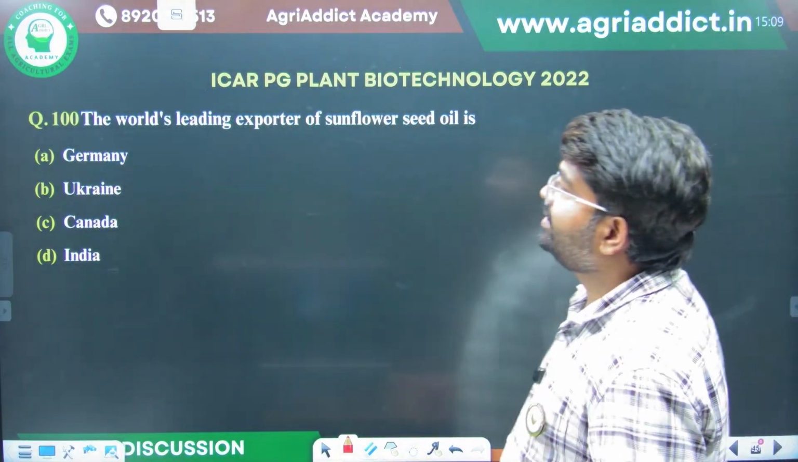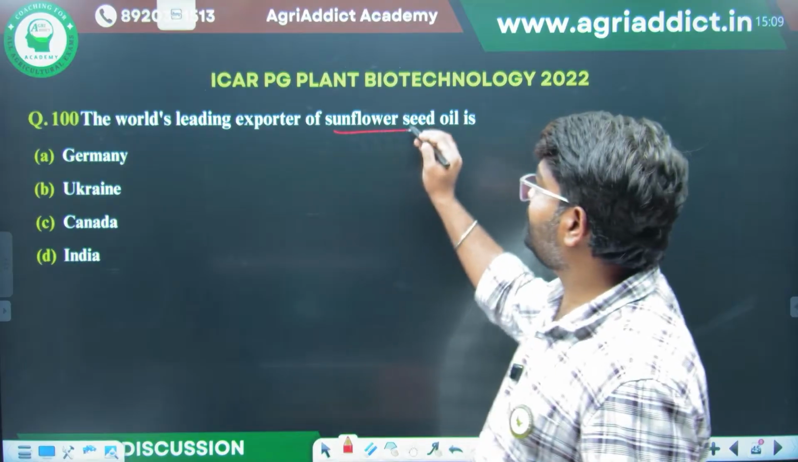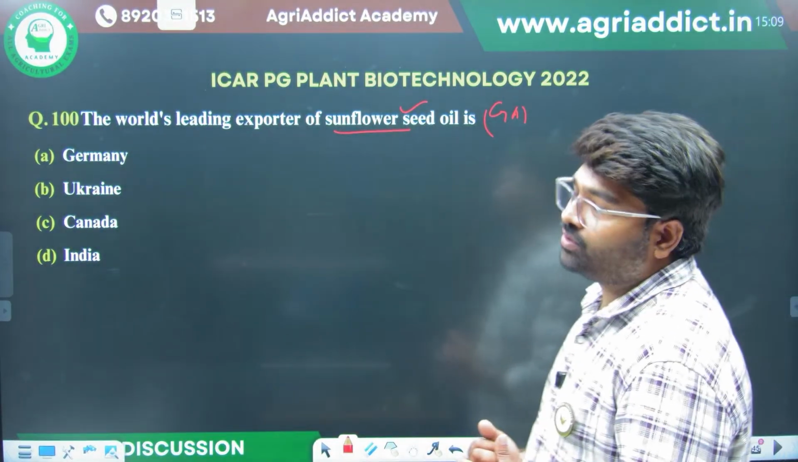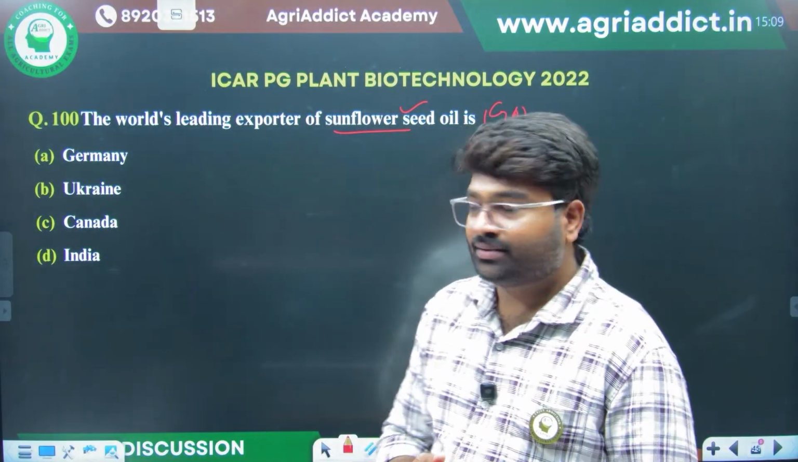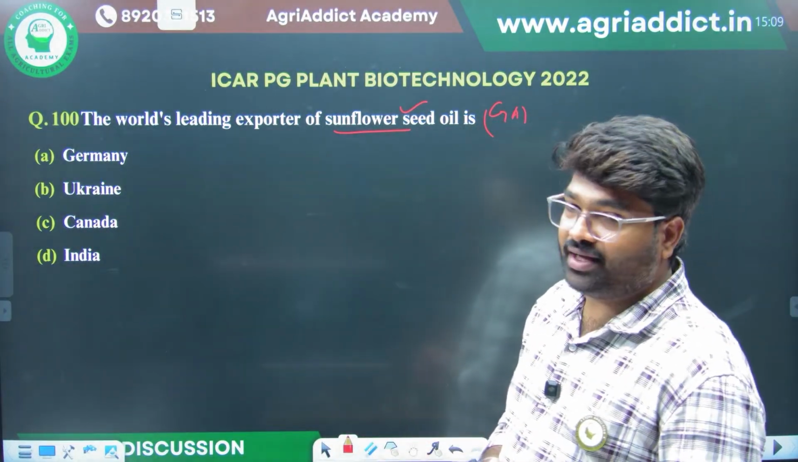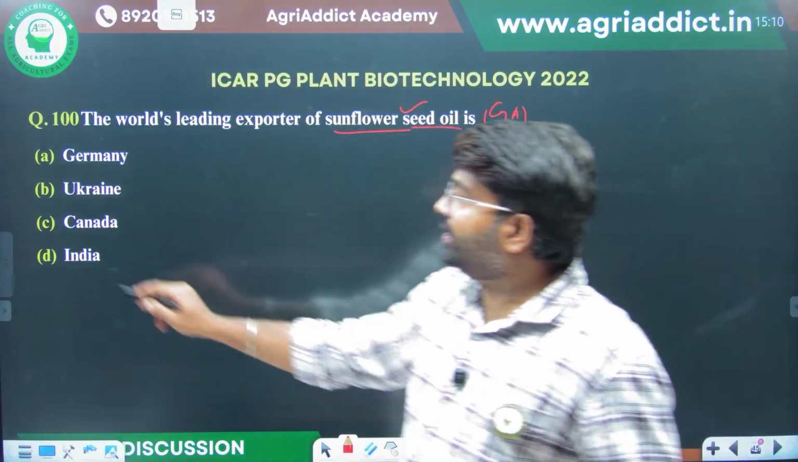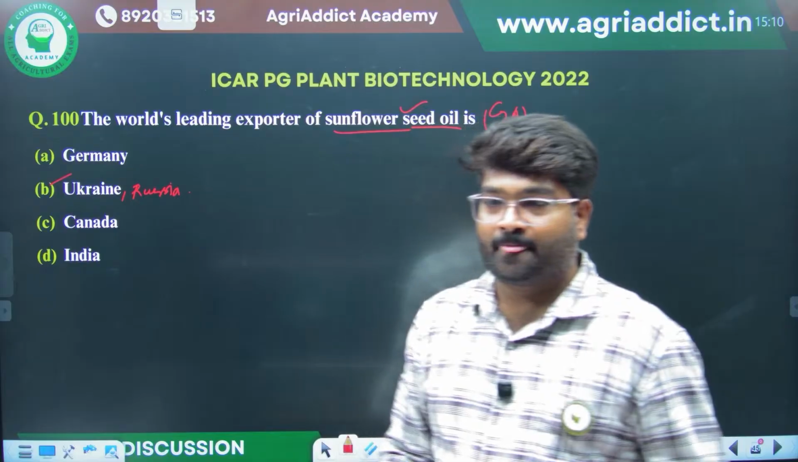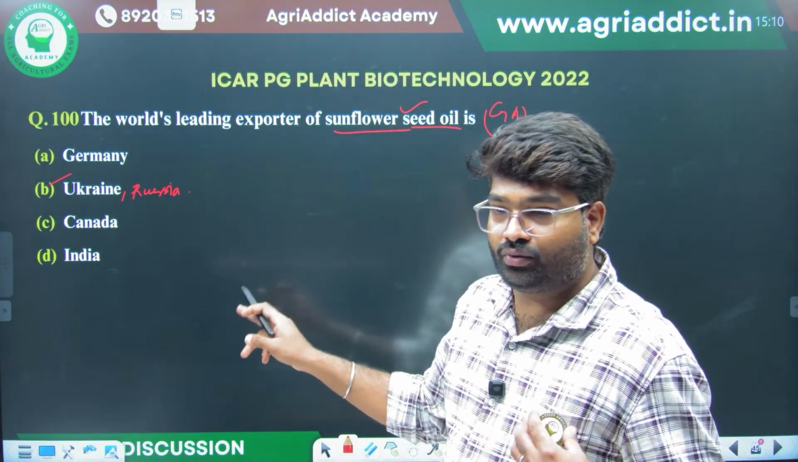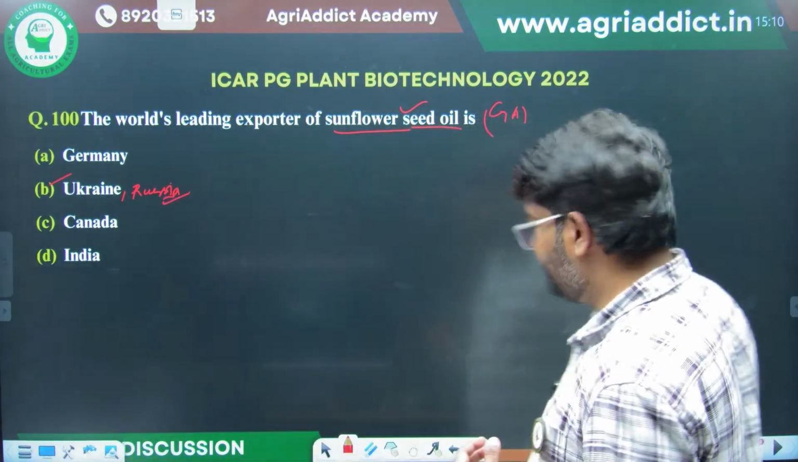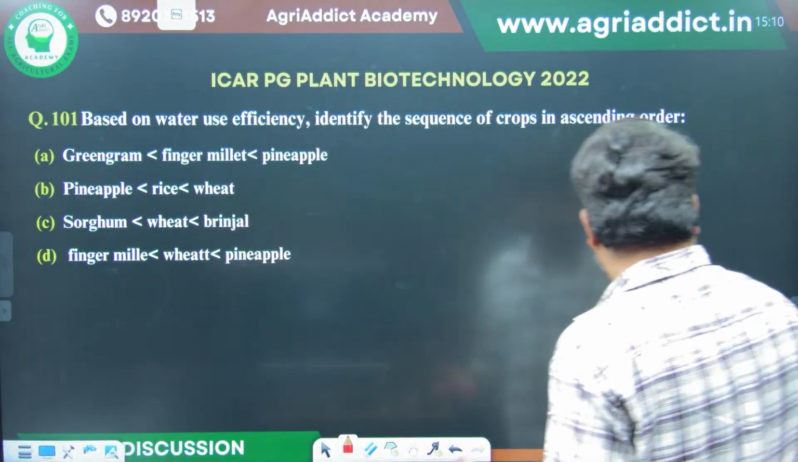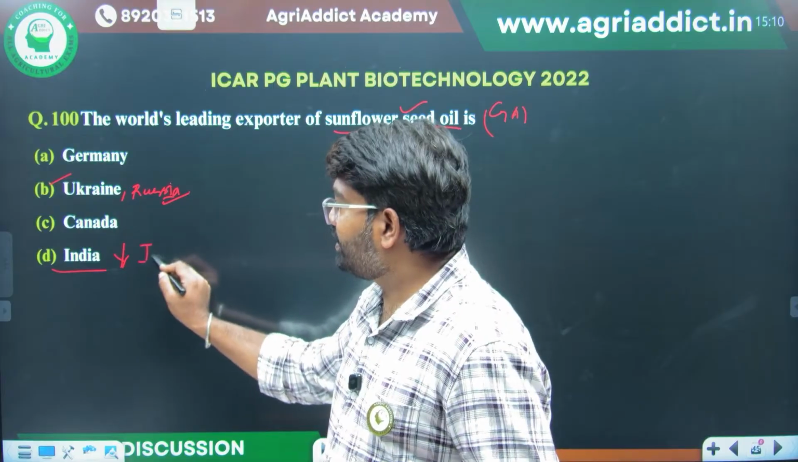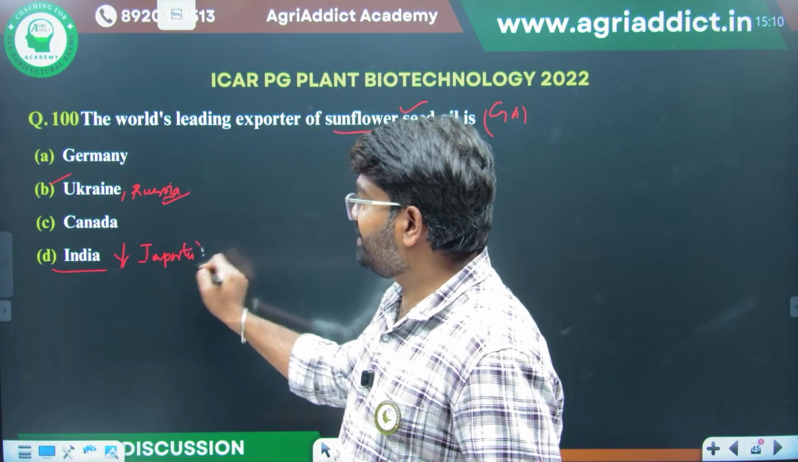Yes. The world's leading exporter of sunflower seed. General agri question. The world's leading exporter of sunflower seed oil. Okay. Ukraine. Russia. Now Russia is the leading producer. Okay, in 2022 Ukraine. Now Russia is the leading producer, and exporter too. Another important thing, India is the largest importer of sunflower seed oil.